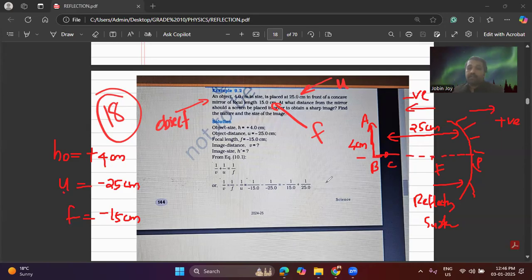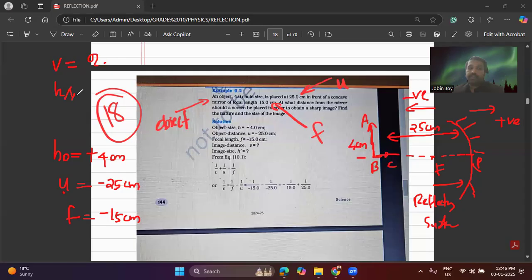At what distance from the mirror should a screen be placed in order to obtain a sharp image? So you have to find the image distance. Image distance V is equal to question mark. Find the nature and size of the image. You have to find the image distance, and also you have to find the size of the image.